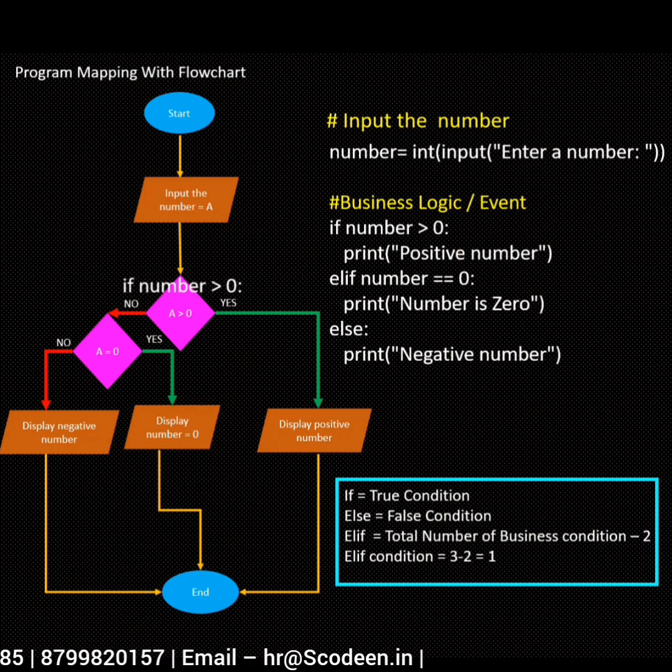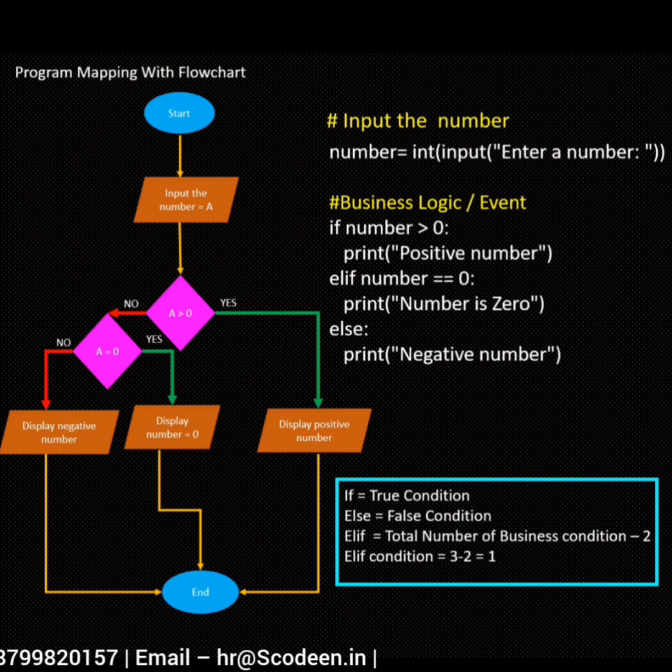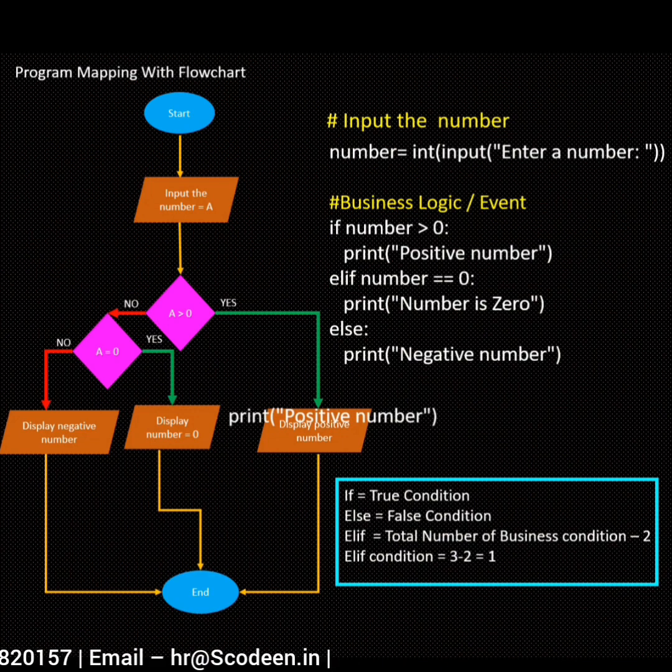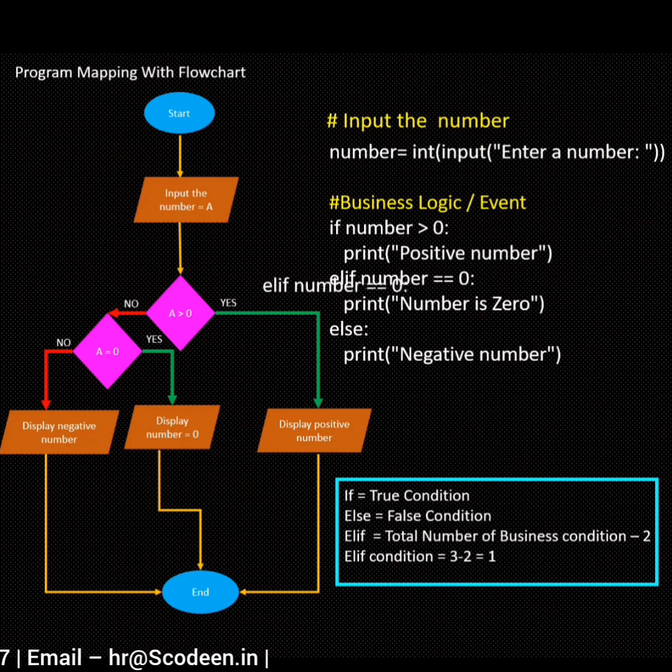If it is yes, that is the true condition. If is known as the true condition in the program, we can write the output. So else if it is not, then we can print the number is equal to 0.